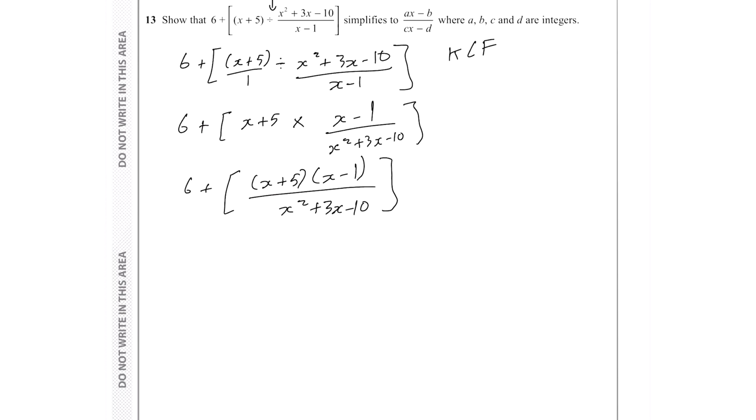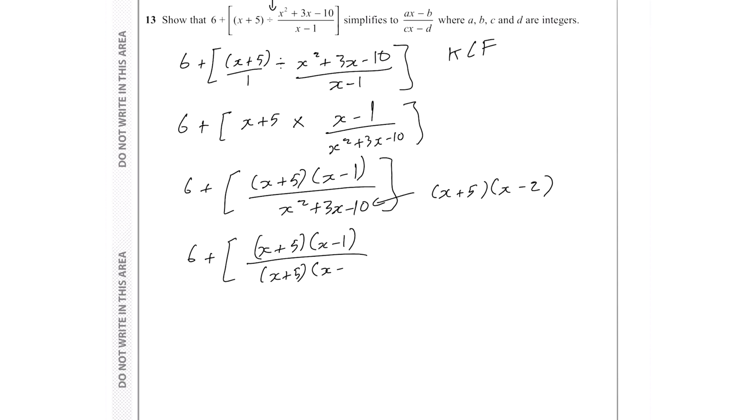Now with the denominator, we can factorize that. So this denominator right here can be written as (x ...)(x ...). So two numbers that multiply together to give us minus 10, that add or subtract to give you a plus 3. So that's going to be 5 and 2. And that should get us a plus 3. Okay, so now we can rewrite the denominator as 6 plus (x plus 5)(x minus 1), all over (x plus 5)(x minus 2).